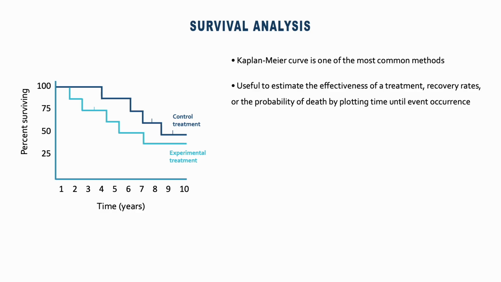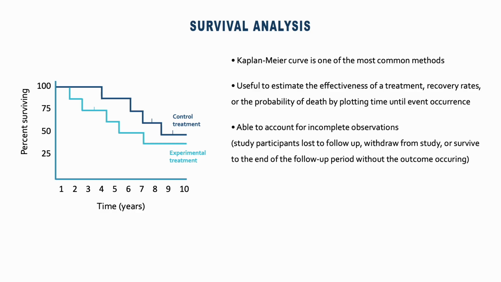Classically, the first event would be diagnosis, and the end event might be cure or death, but it doesn't have to be. You could apply this same method to almost anything. These are helpful methods for comparing two interventions, like in this example, looking at a control treatment versus an experimental treatment, and you can visually assess the shape of the curves.